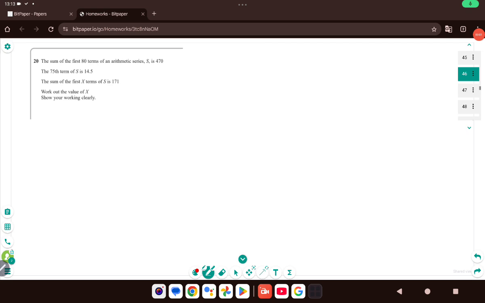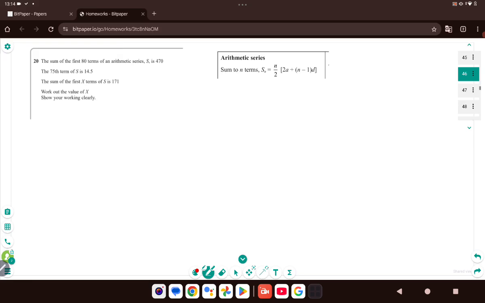We've got the sum of the first 80 terms of an arithmetic series S is 470. So we already know we'll be using this formula, which you can find in the formula book. The 74th term of S is 14.5. The sum of the first x terms of S is 171. Work out the value of x.